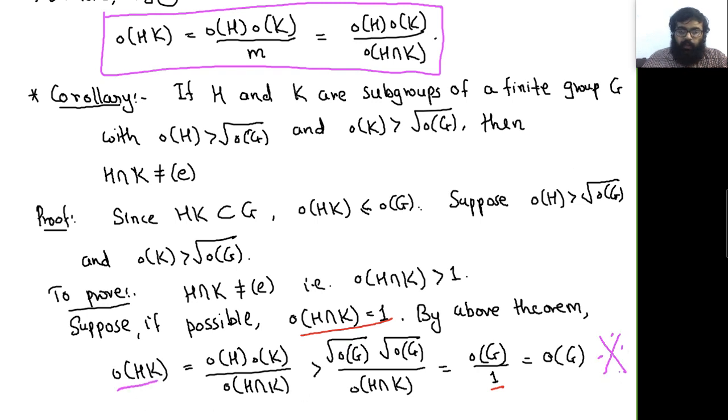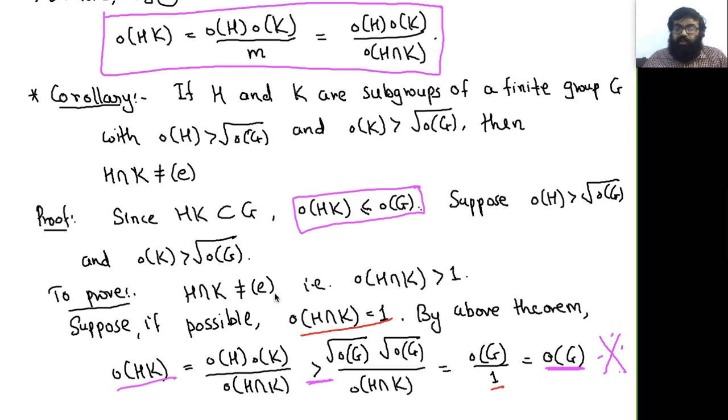Because what we have got, order of HK is greater than order of G, and what we had here, order of HK is less than or equal to order of G. So this is the contradiction, right? Anyway, HK is a subset of G, so it cannot have more elements than G itself. Therefore, our assumption that H intersection K has only one element, identity, is false.